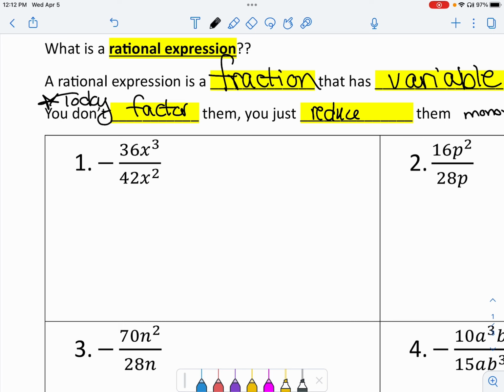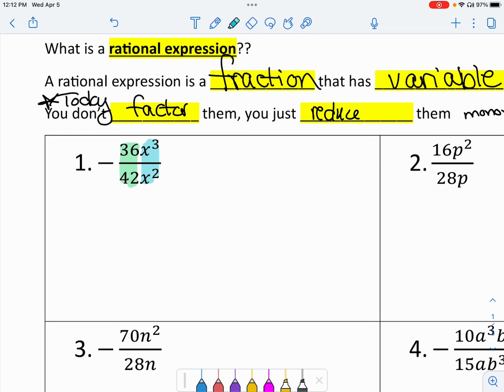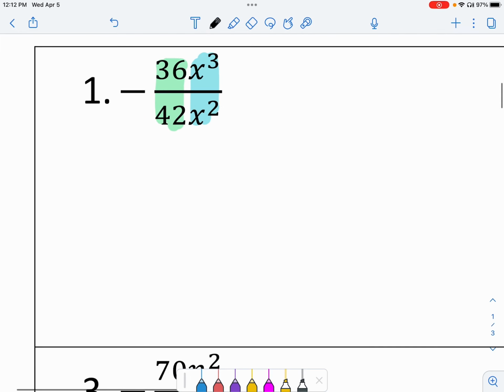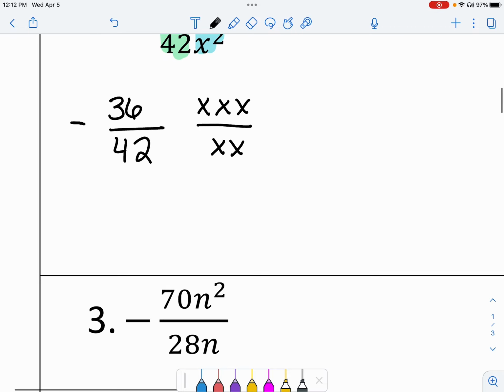When you look at number 1, it's really important that you look at the numbers with the numbers and the variables with the variables, okay? So here's what I'm going to do for the first couple of problems. I'm going to rewrite them like this. Here's just the negative sign. There's your negative sign. 36 over 42 and x to the third over x squared. And eventually we won't write it like that, but today we will.